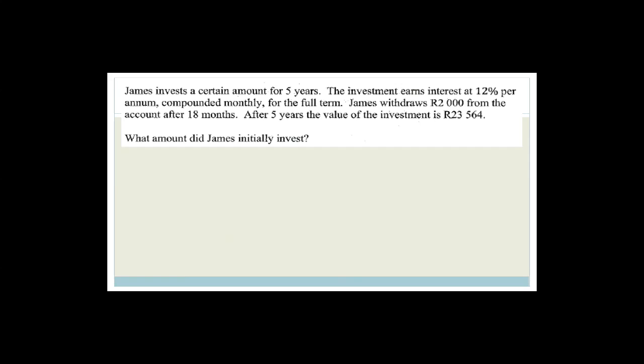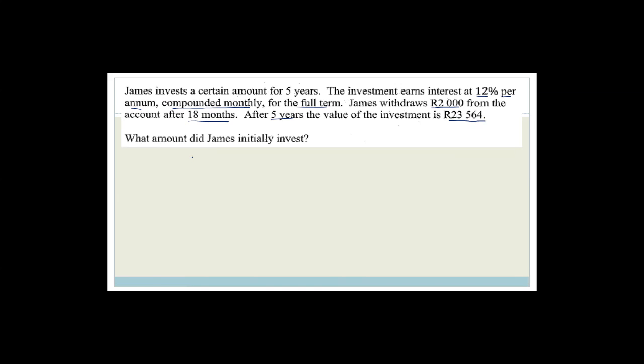Now let's look at this question. It says, James invests a certain amount for 5 years. The investment earns interest at 12% per annum, compounded monthly for the full term. James withdraws 2,000 rand from the account after 15 months, and after 5 years, the value of the investment was 23,564. What amount did James initially invest?